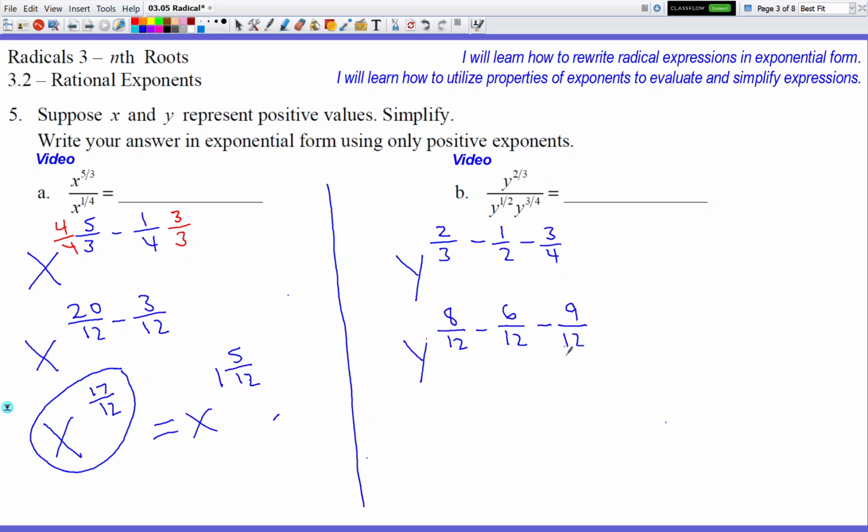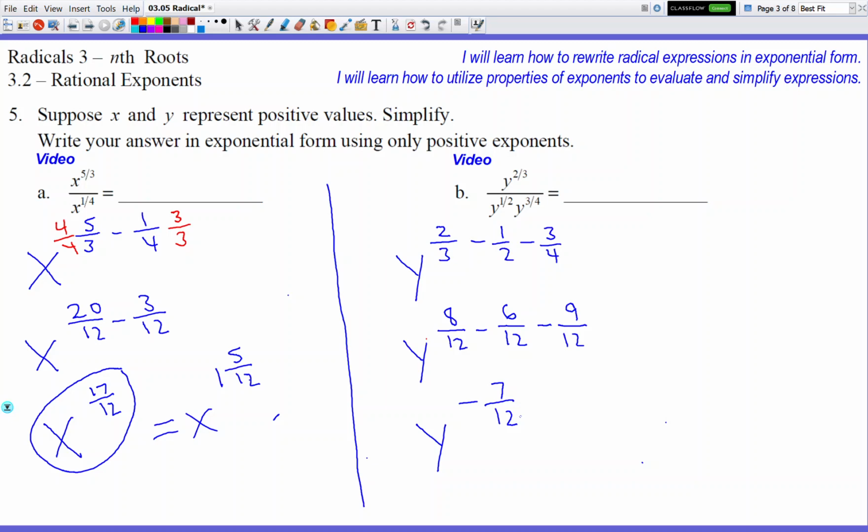I know I might have lost some of you, but it's good practice to do mental math as well. Don't always use the calculator, but practice mental math, and that's going to make your brain stronger. All right, so let's combine all these fractions. We basically have 8 minus 6 minus 9. When I go 8 minus 6 minus 9, we get -7 over 12.